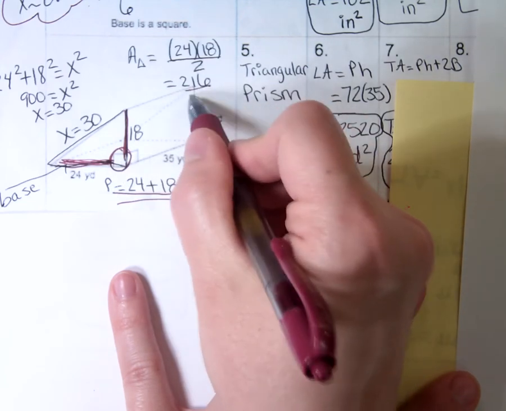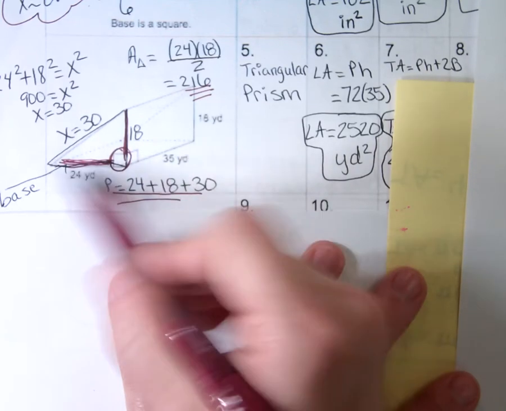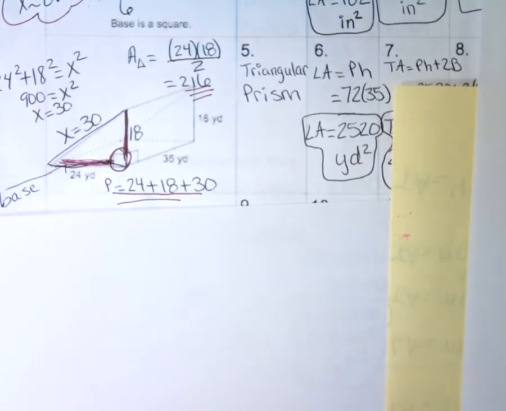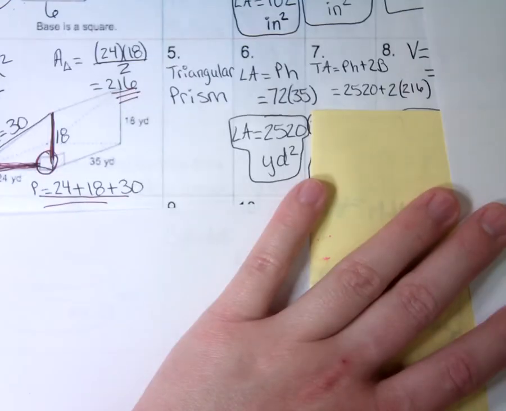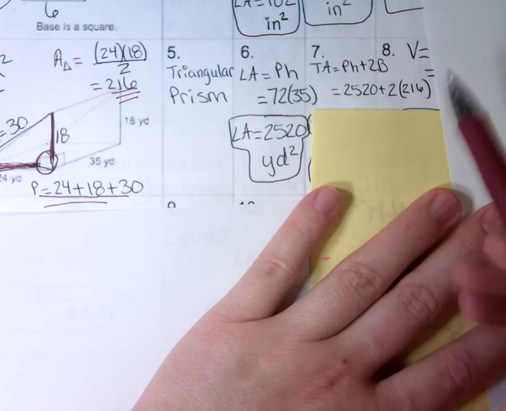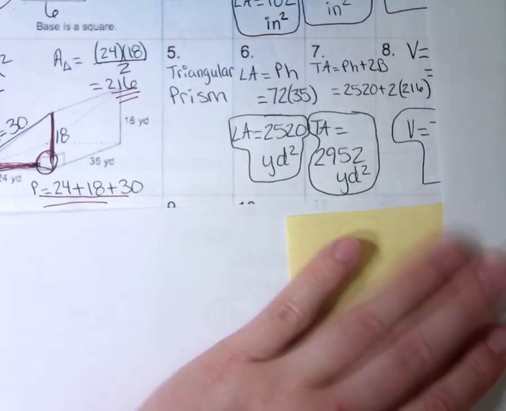So this 216 right here is the area of my triangle, which is capital B, the area of my base. So I'm going to put 216 in to the capital B. And when I work that out, I get 2952.